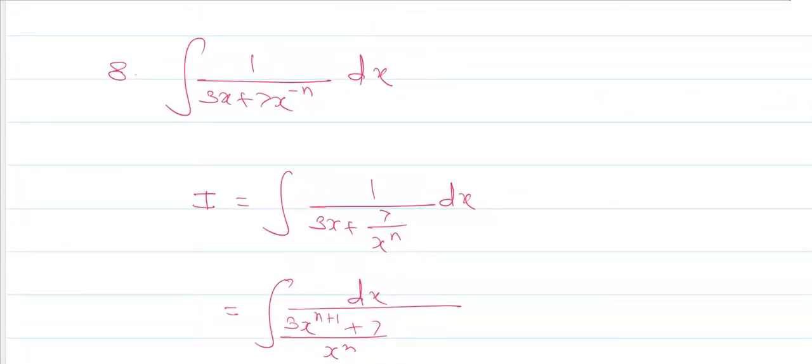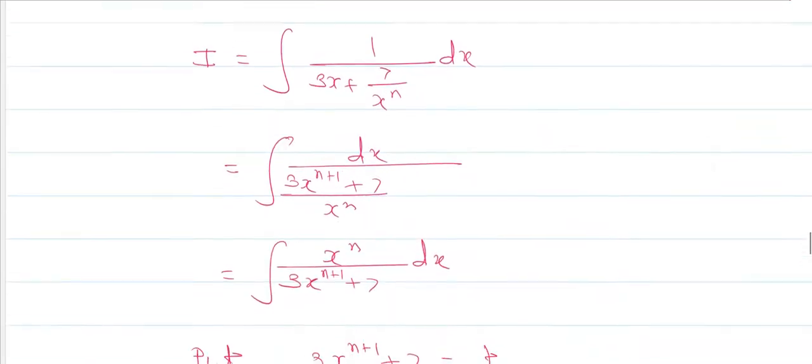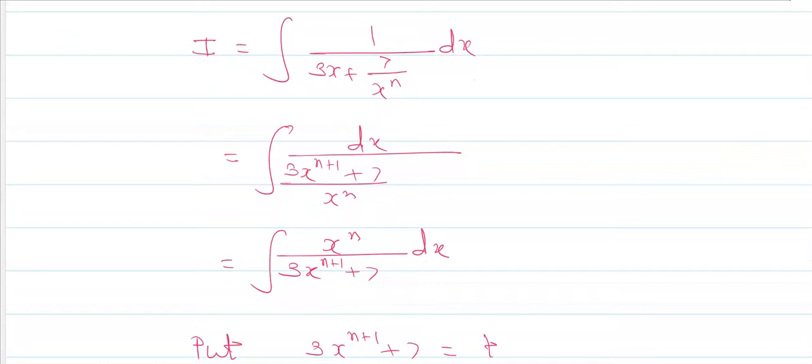That's question number 8. Integral of 1 upon 3x plus 7x raised to minus n dx. Therefore I is equal to the integral of 1 upon 3x plus 7 upon x raised to n into dx. Now we can simplify it like this: 3x into x raised to n can be written as 3x raised to n plus 1, plus 7 upon x raised to n. This is the x raised to n.